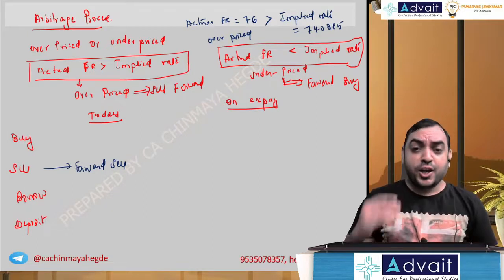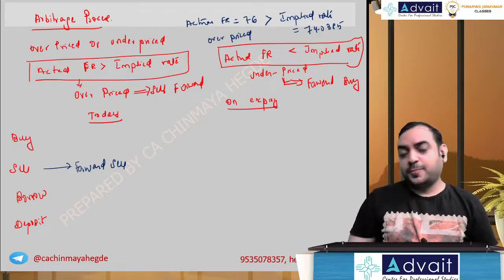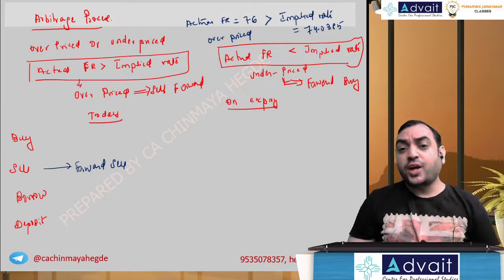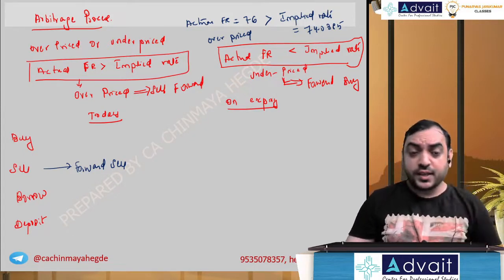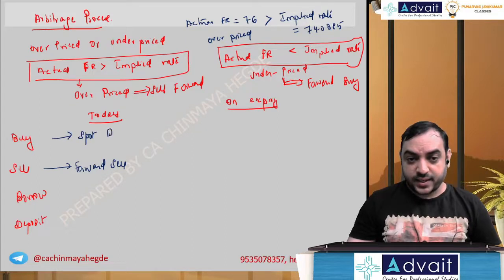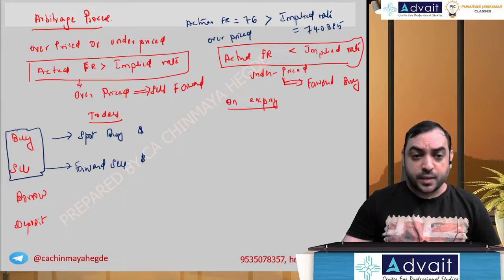Okay. Now, if it is entering into a forward sell, what should we do in the spot market? The opposite in the spot market. So in the spot market, we spot buy dollars when we forward sell dollars. Hope you understand. Buy or sell is in opposite markets.